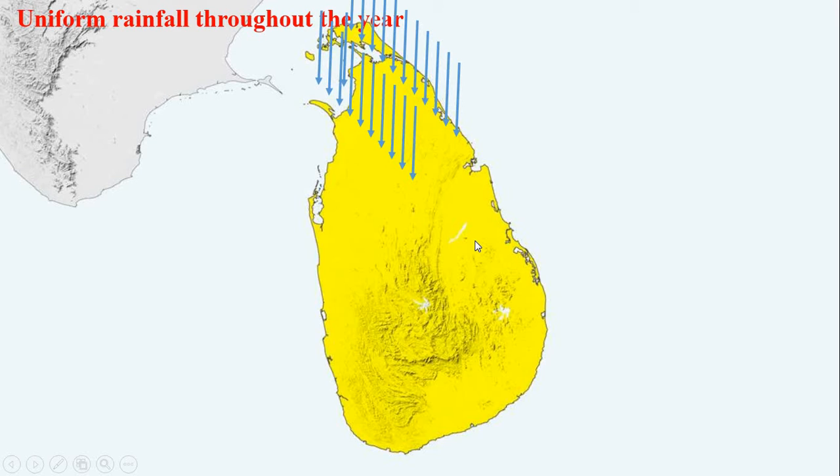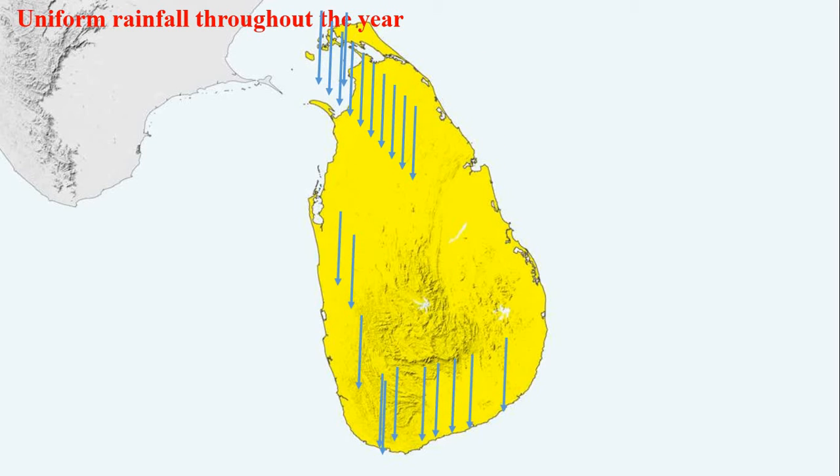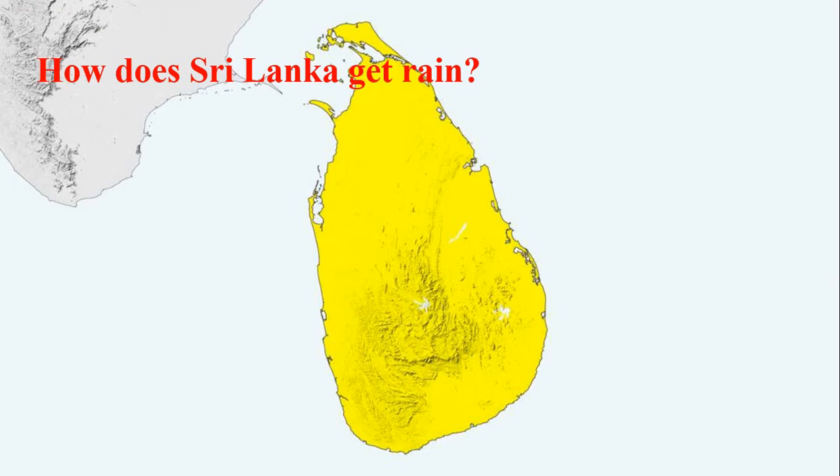Anyway, Sri Lanka receives uniform rainfall throughout the year. That is why we can cultivate many crops in our country throughout the year. Right? How does Sri Lanka get rain? This is the question that you will be tested on in your exam. How does Sri Lanka get rain?